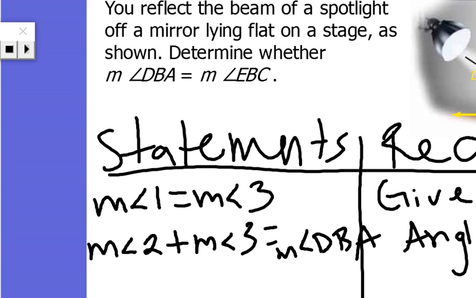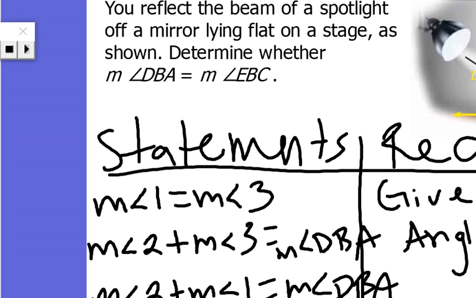Okay, well, now let's talk. What do I know? I have already stated that 1 and 3 are equal to each other. So do you agree that if they are equal to each other, I can change them out with no problem? Hopefully you agree. So I can make the claim that the measure of angle 2 plus the measure of angle 1 also equals the measure of angle DBA. And why did I do that? Because if they are equal to each other, I can substitute each of them right in. So that is called the substitution property of equality.